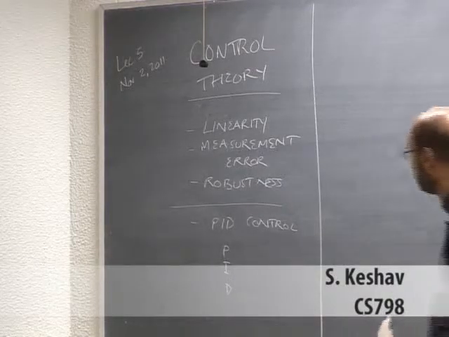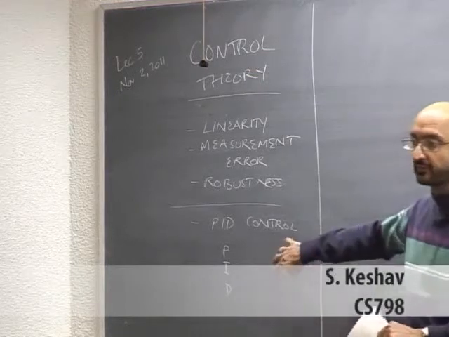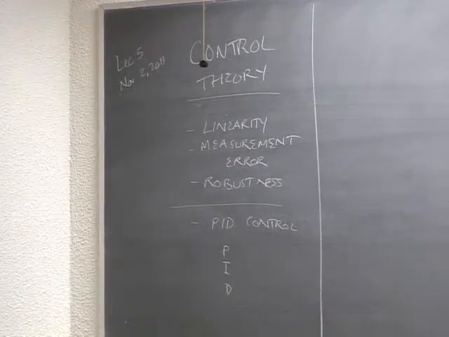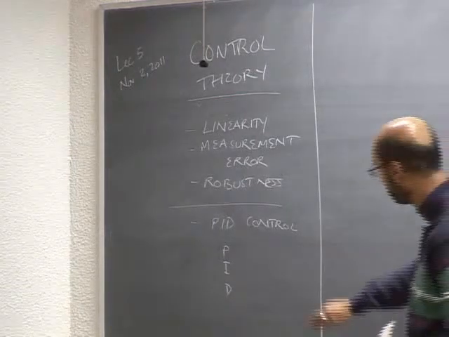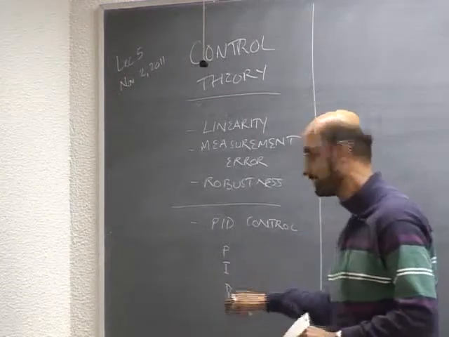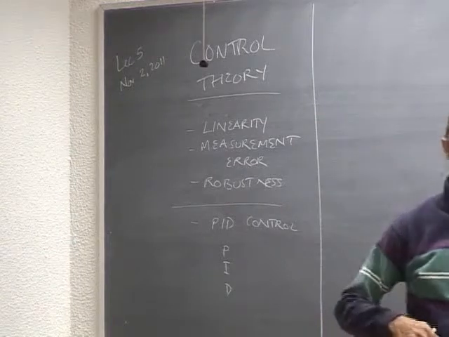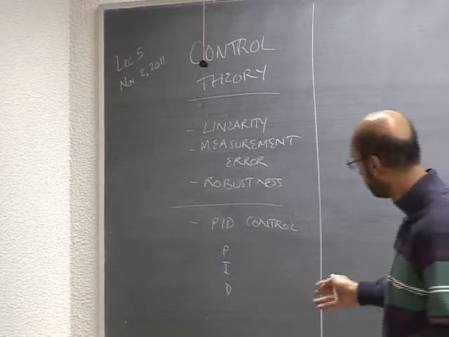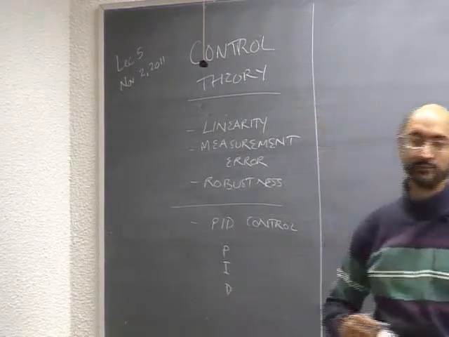And then really this is sort of the heart of control theory, classical control theory, which is called PID control. So P stands for proportional mode, I is integral mode, D is difference mode. And I'll see how much we'll get through with PID. We'll certainly do P, and hopefully we'll get through I and D as well.